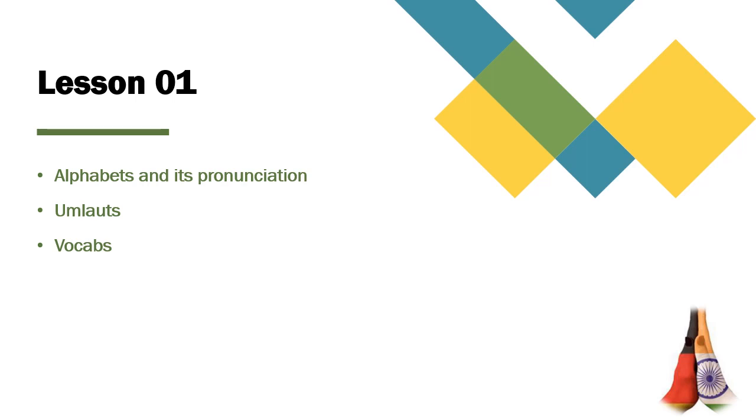Vocabs would be based on the alphabets, because when we go through the alphabets, we will learn their pronunciation, like E, I, like this. Okay, pe, be, say, like this. After learning the pronunciation, we will try to have some vocab based on the same pronunciation that we learn, and we will try to pronounce the vocabs also. And umlauts, like what is umlauts in the German language, right? We will go through that, and we will also check some of the words related to umlauts, right?